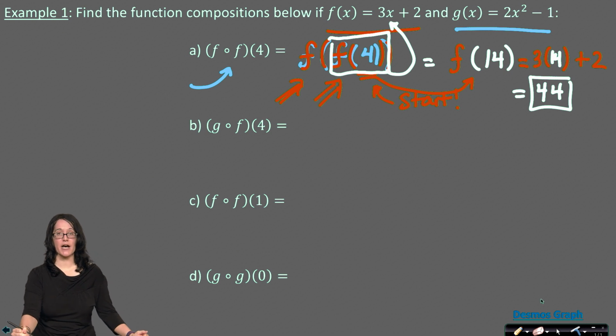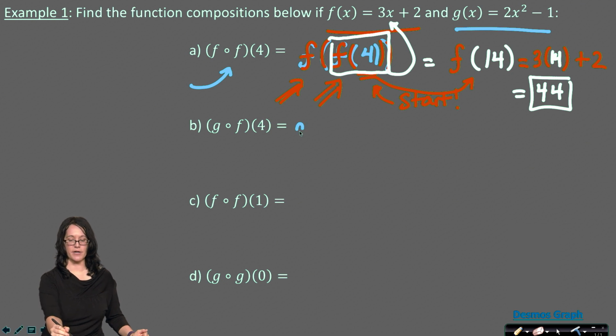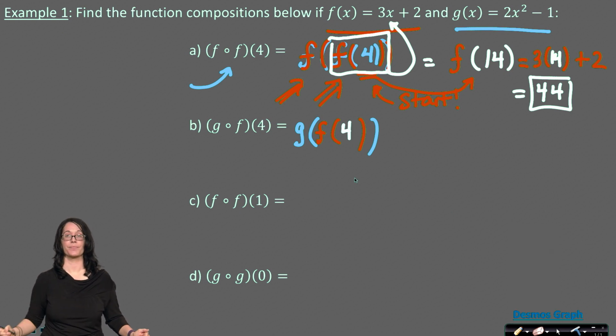Okay, try to pause the video and do the next one on your own. It says g of f of 4. So the g function, I'll use blue for that to be consistent. The g function is depending on the f function, which is the red function here, and it's being evaluated when x is what number? That's right, when x is 4.